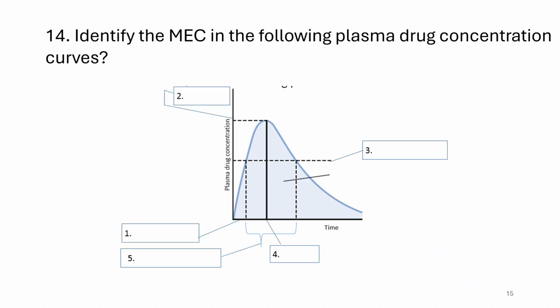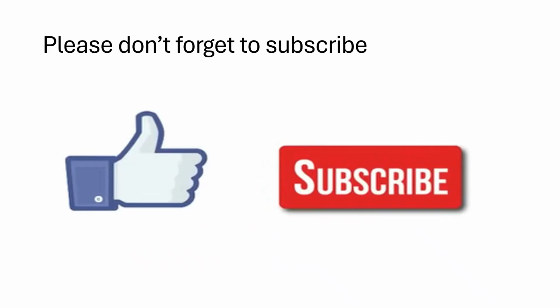Identify the minimum effective concentration. That means that is a starting point where it may get its response. So the correct answer is number 3, that is the minimum effective concentration. Above this level, the patient will get the therapeutic benefit. So this is the minimum effective concentration. Below this, you don't get any response. Above this, you get toxic effect.